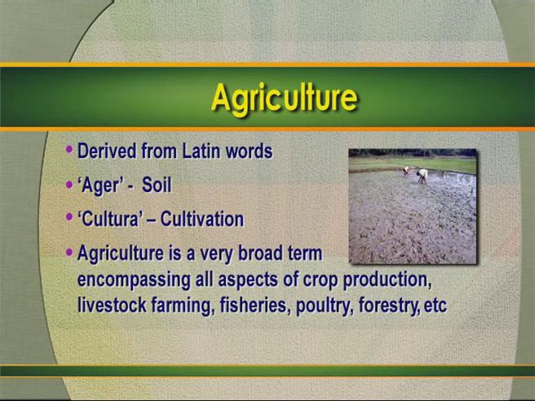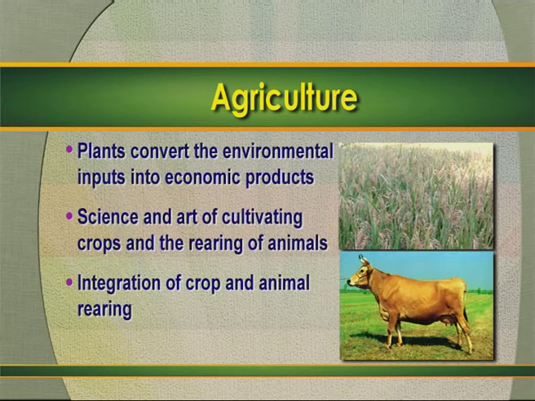Agriculture is a very broad term which includes all aspects of crop production, livestock, farming, fisheries, poultry, forestry, sericulture and many other things. Agriculture is basically the growing of plants in the existing land base under the prevailing climatic conditions. What do plants do? Plants convert environmental inputs like solar energy, carbon dioxide, water and soil nutrients into economic products. These economic products are used by humans and animals for food and also as industrial raw materials.